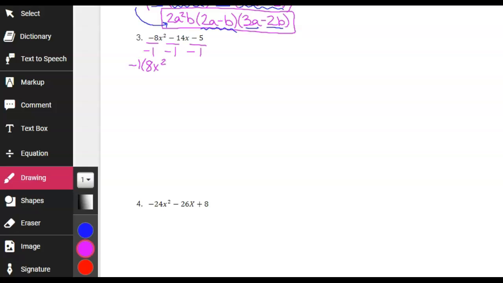We have 8x squared plus 14x plus 5. I need the magic numbers to make a 4-term polynomial, so I need 2 numbers that multiply to be 8 times 5, but they need to add to be 14. The 2 numbers that do that can't be 1 and 40. They can't be 2 and 20. 3 is not a factor of 40. 4 times 10 would work. 5 times 8 would not work, and that leaves nothing else to be written as factors. So 4 and 10 are my magic numbers.